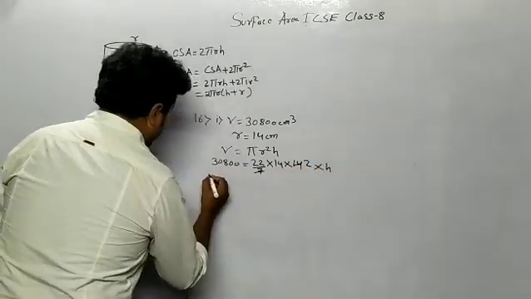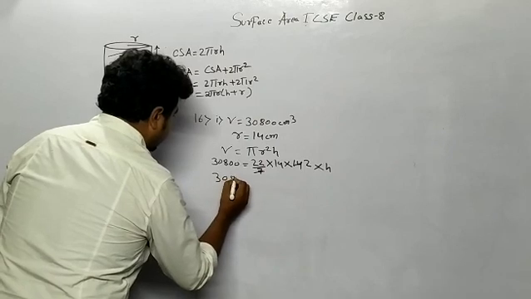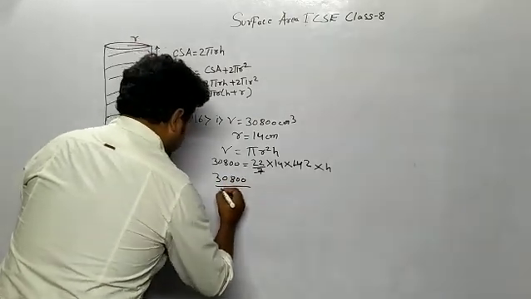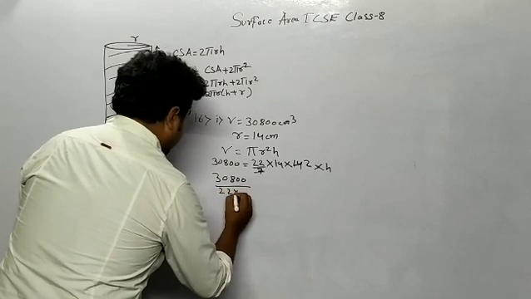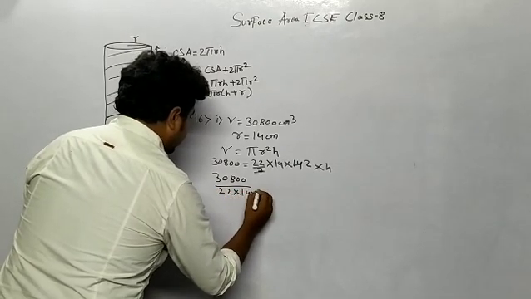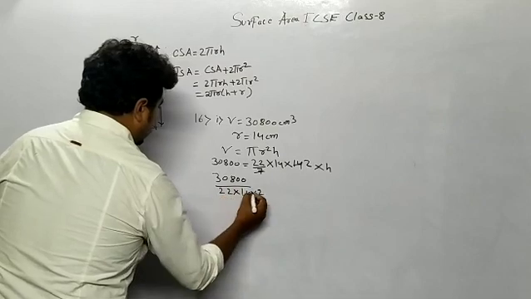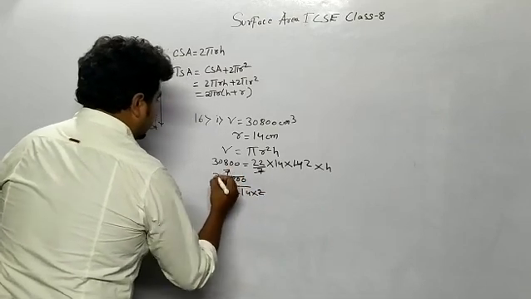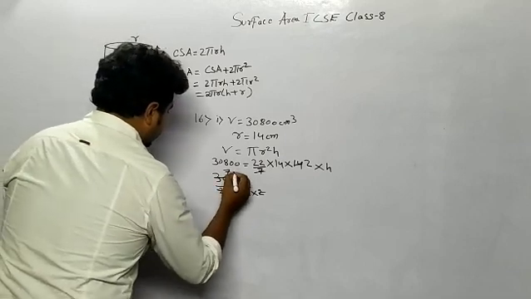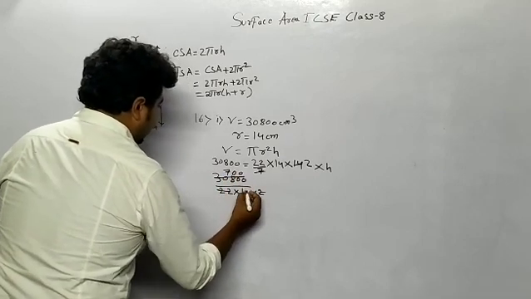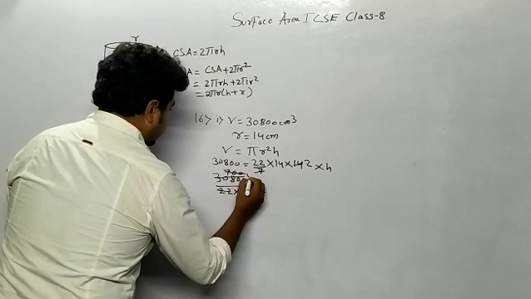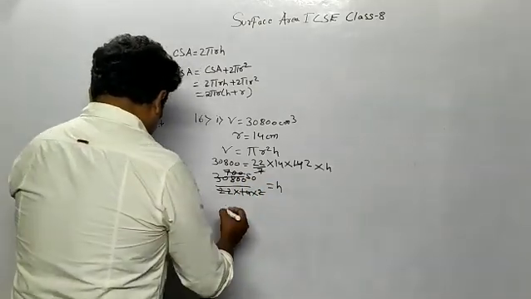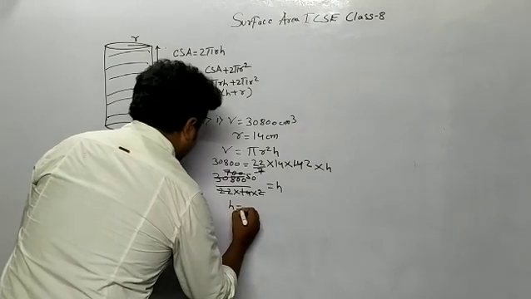So from here we can get 30,800 divided by 22 into 14 into 2. So we can write directly 44. 44 into 7 is 308, and 14 into 5 is 70. So we are getting h is equal to 50 centimeter. H we have got 50 centimeter.